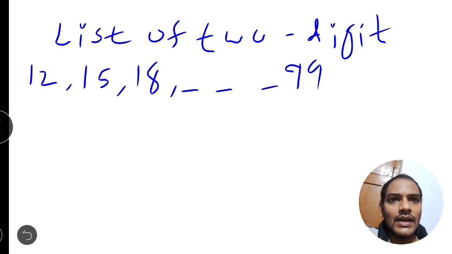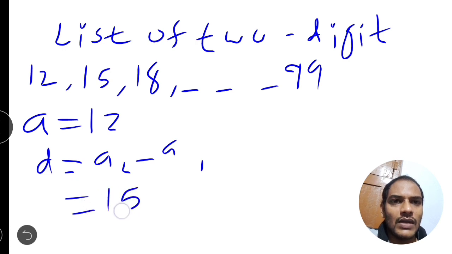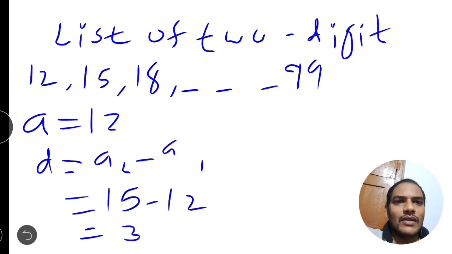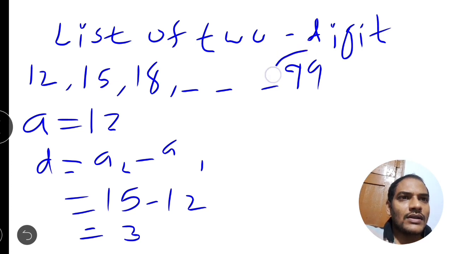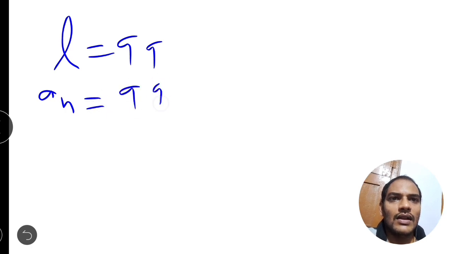So to find that number, let's take the A value as 12 and the D value as A2 minus A1, which equals 15 minus 12. 15 minus 12 is 3. So the A value and D value are completed. To find the number of 2-digit numbers in the list, the last term is 99. So L equals 99. L is nothing but AN. AN equals 99.